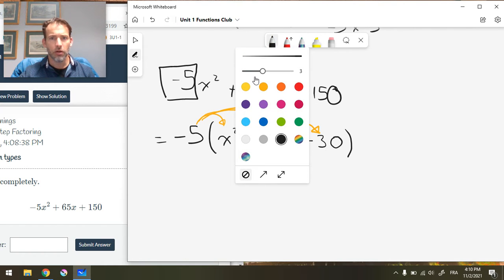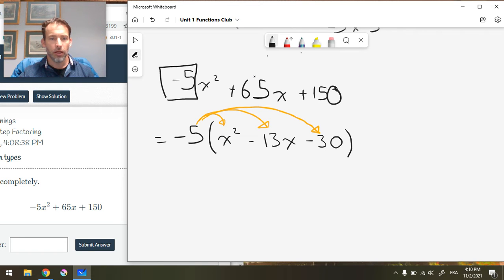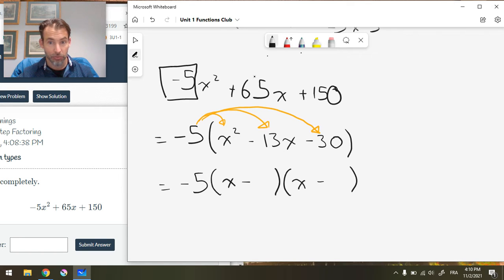Am I done? No, hardly at all. I still need to factor this as a trinomial. Here I have two numbers that multiply together to give me something negative. So I know one is negative and one is positive. That's just the way you have to multiply two numbers to get a negative. So my signs are going to be like this, x minus and x plus.